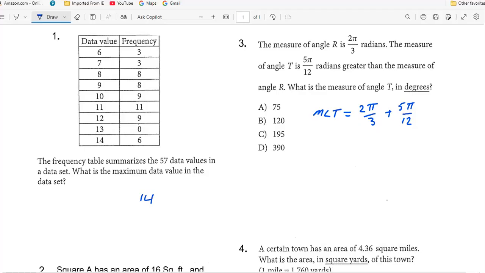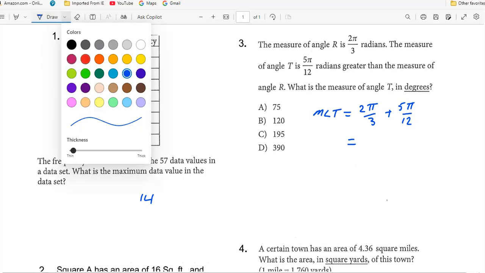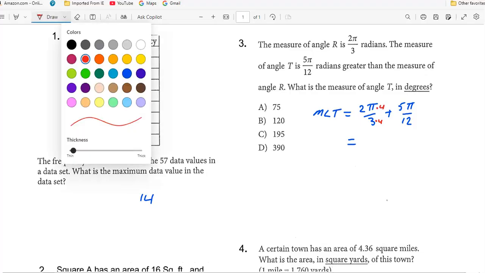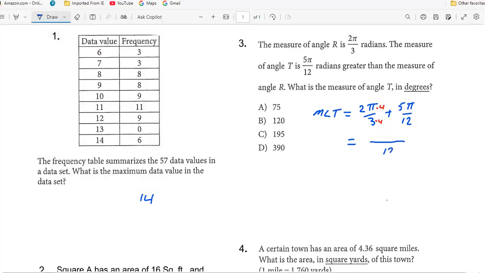So if you simplify that, I have to have the same denominator, so I'm going to make both of them 12. So I have here to multiply by 4 to make it 12. I have to multiply the top by 4. So now I have the same denominator, which is 12, right? So I can make one fraction. I put 12 on the bottom. So for the first fraction, 2 pi on the top, 2 pi times 4 is 8 pi, and plus 5 pi. So that's going to give us 13 pi over 12.